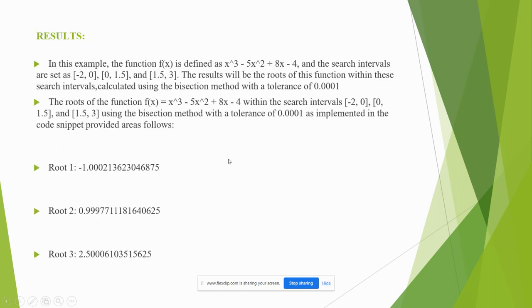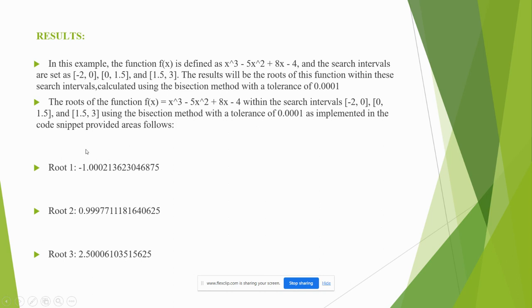So what are the results of this? I've taken a function g of x, x cube minus 5x squared plus 8x minus 4, and these are the search intervals: minus 2 comma 0, 0 comma 1.5, 1.5 comma 3. So these are the characteristic equations, and we will find out the roots of this equation using bisection method. One value of the range should be positive, and one value should be negative. So definitely then the root will lie between these 2 points, and we will be able to find the root of the equation. If the root of the equation is negative, then the system is stable, and if the root is positive, then the system is not stable. Here we have taken a tolerance of 0.01, which is very small.